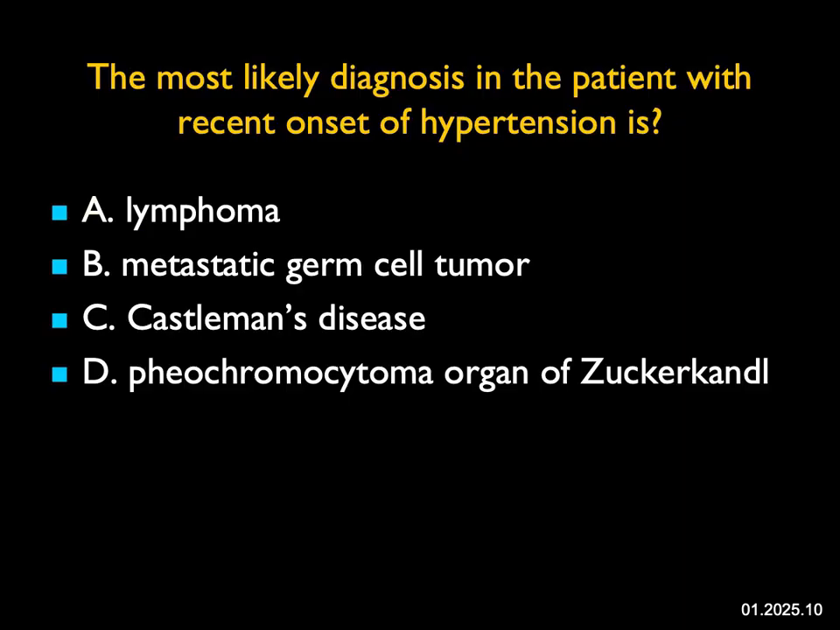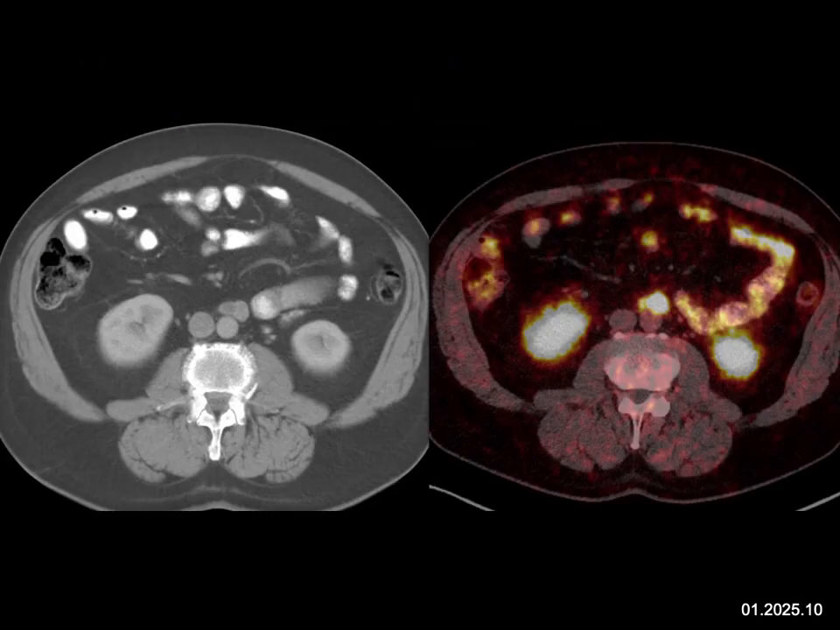The most likely diagnosis in this patient with recent onset of hypertension is, well, what you can see here on both the axial CT and on the PET scan is about a 2 centimeter mass in front of the aorta, very bright on PET, and I see basically nothing else. Bowel looks good. Kidneys, as we see them, look good.